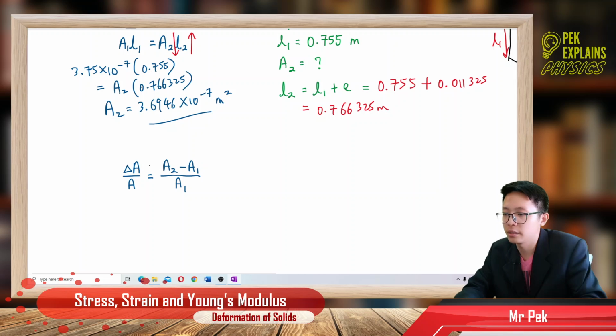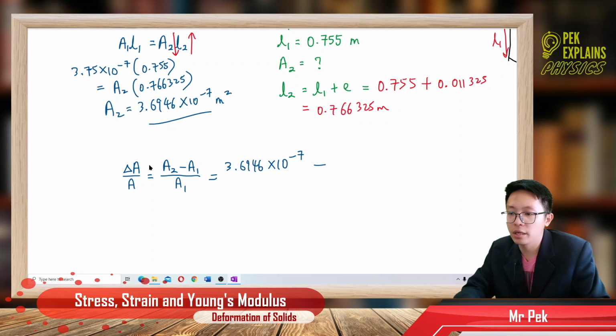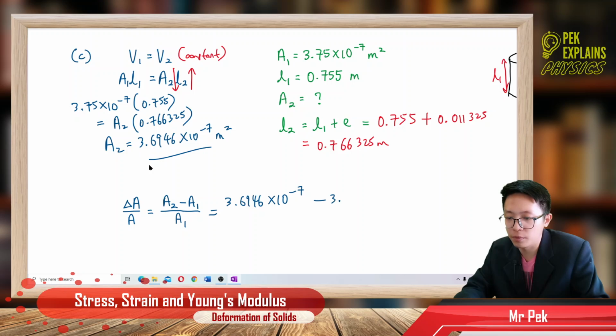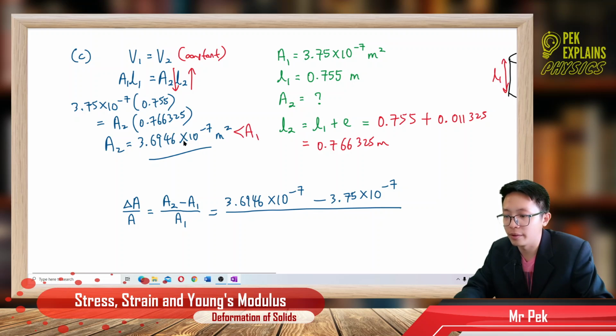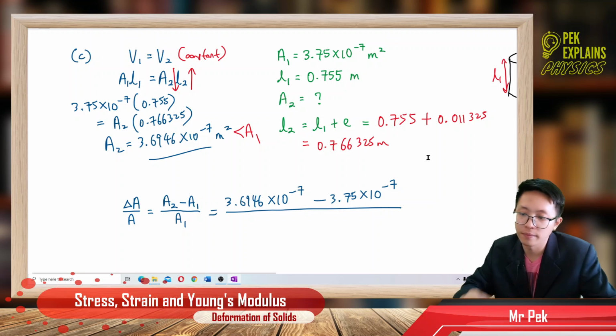So let's find out. A2 is 3.6946 exponent -7, then minus the initial area. The initial area is 3.75 exponent -7. Yes, the area shrinks indeed. You see, area 2 is less than area 1. You see, 3.75 and 3.69, the area shrinks while the length extends.